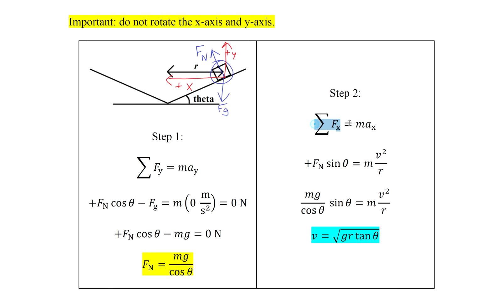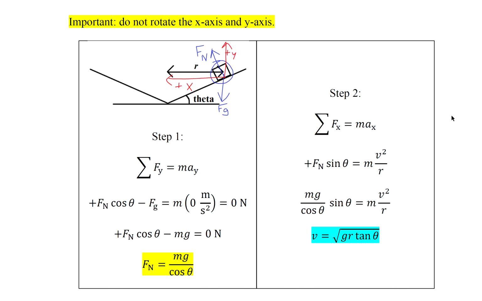Step 2, we're going to use sigma F sub x equals ma sub x equals mv squared over r. What forces do we have on the x-axis? Well, if you look at the image, it's only force normal sine theta. We could substitute for force normal to go here, and we could solve for v. So v equals root g r tangent theta.